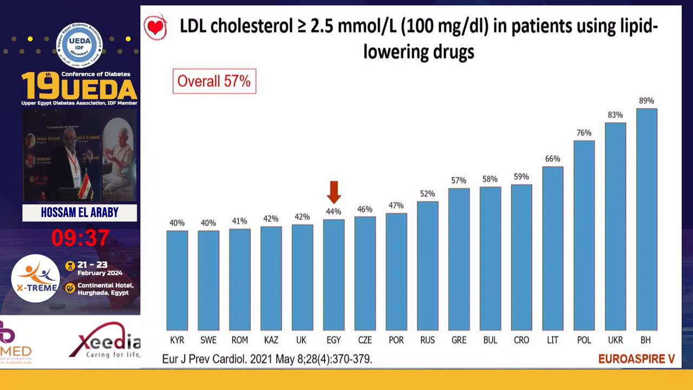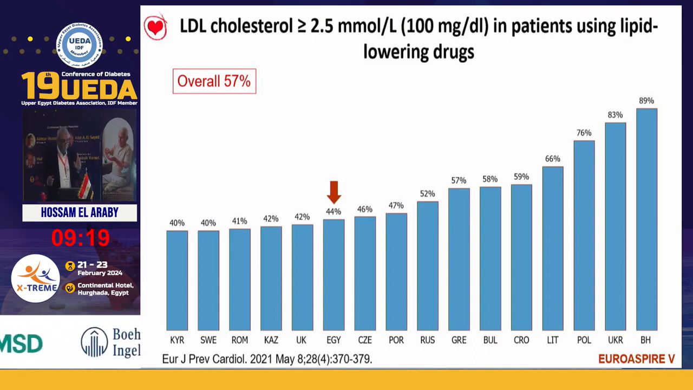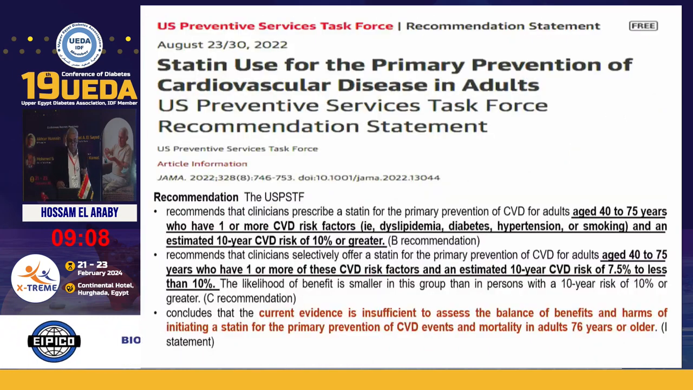While in those who are on lipid-lowering therapy, LDL cholesterol more than 100 was found in 47%, and in Egypt in 44%. So a large number of people who are known to have dyslipidemia for primary prevention. Those are patients with primary prevention with no atherosclerotic cardiovascular disease, have a high prevalence of high LDL cholesterol.